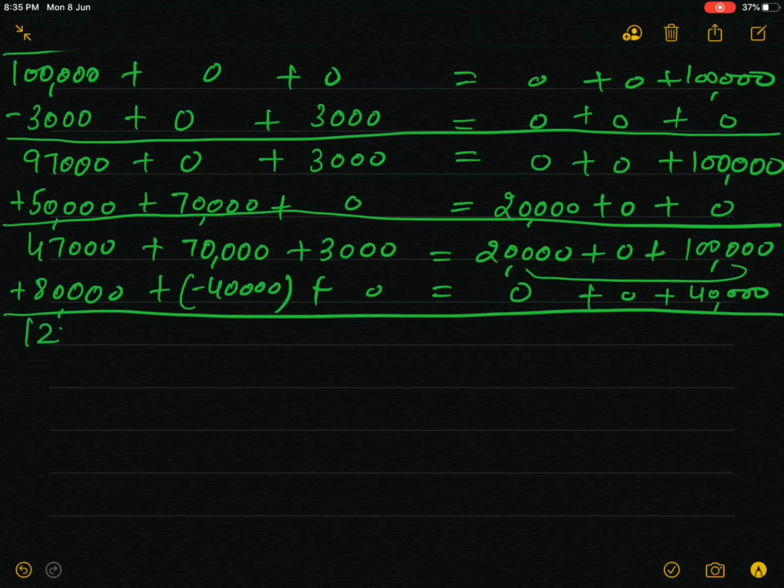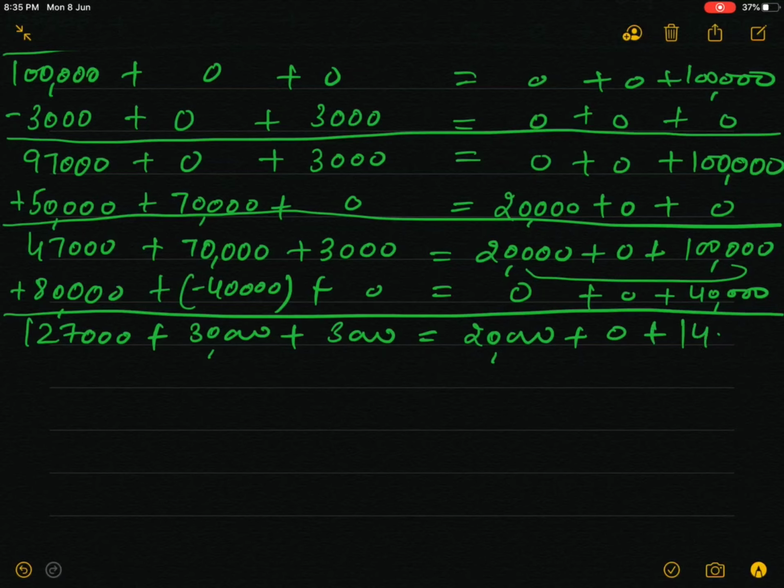The amount is 1,27,000, 30,000, 3,000, 20,000, 0 plus 1 lakh 40,000. It is 160 and it is also 160.